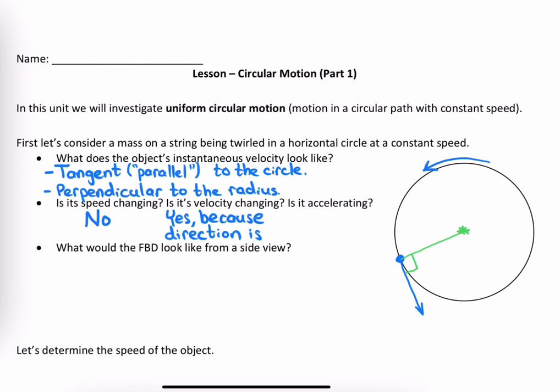And the final thing we might ask is, is it accelerating? And the tempting thing to say right off the bat is no. We often lean towards thinking of acceleration as speeding up or slowing down. And since this thing has constant speed, we want to say no, it's not speeding up, it's not slowing down, it's not accelerating. But that would be incorrect. Acceleration is not simply a change in speed. Acceleration is a change in velocity. So because its velocity is changing, it is accelerating.